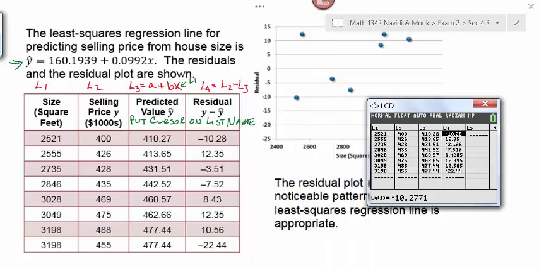Notice some of these are positive, some of them are negative. If I added them all together, I'm not going to get exactly 0 because there is some rounding going on here, but it'll be really, really close to 0.